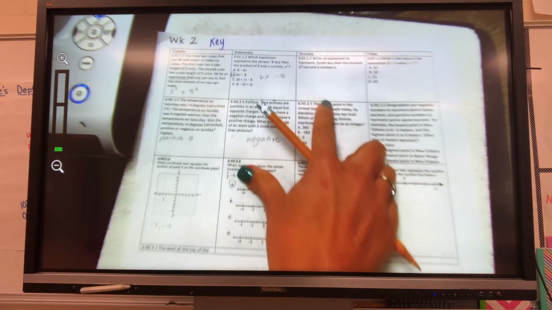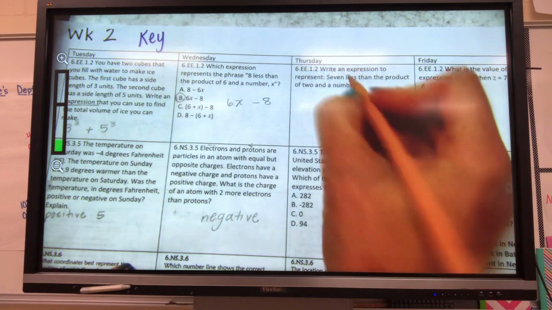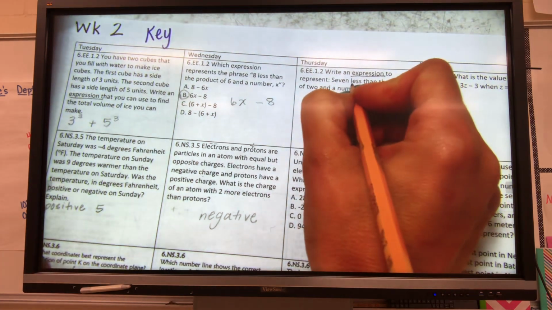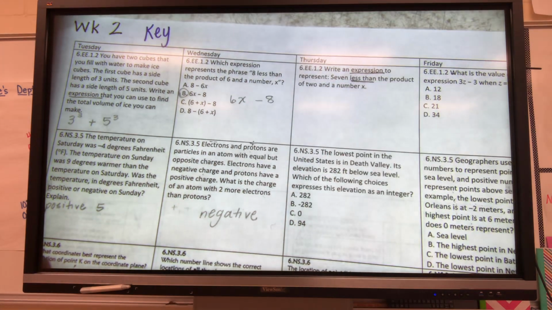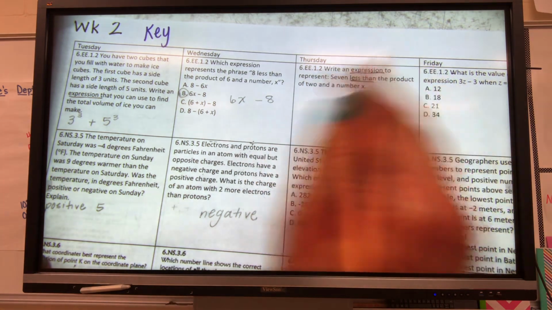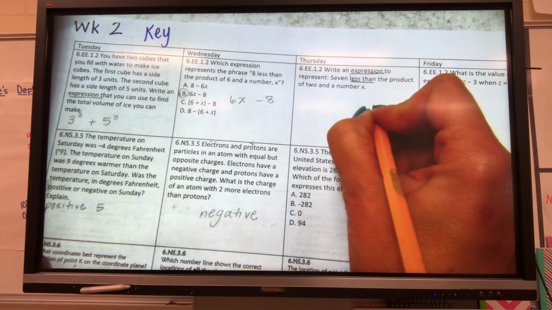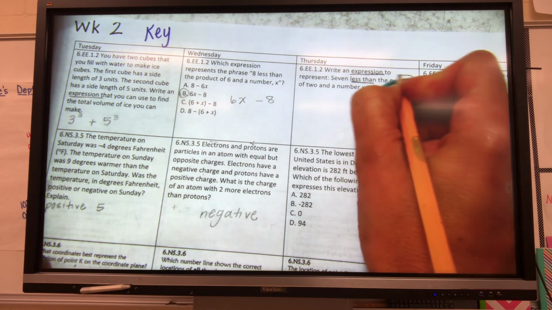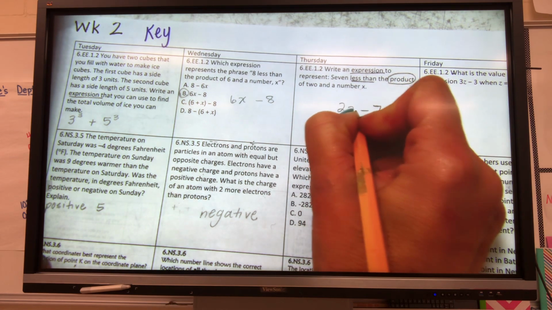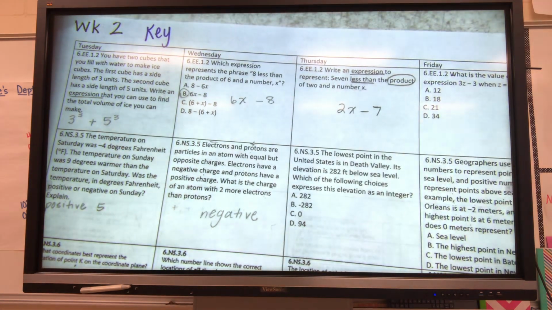So starting with question number 1, it says write an expression to represent 7 less than the product of 2 and a number. Remember that an expression does not have an equal sign, so we can't have an equal sign in this problem. It says 7 less than, so that tells me that I have to use subtraction. And when I see less than, it has to go in the back. It switches the order, so 7 has to be at the back. Product tells me that I'm multiplying 2 and a number x. So 2x minus 7 would be my answer here.